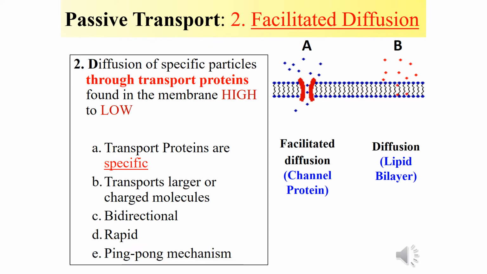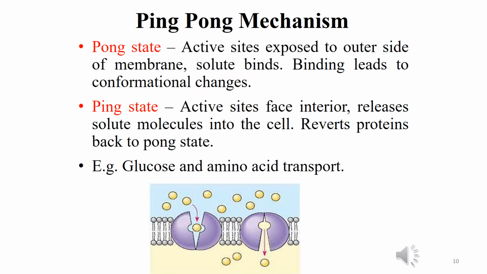The mechanism is the ping pong mechanism. Now in the next slide we'll see what is the ping pong mechanism. So the ping pong mechanism includes the pong state, that is the active sites exposed to outer side of the membrane where the solute binds. Binding leads to change in the conformation of the protein, and in the ping state the active site faces the interior. It releases the solute molecules into the cell and reverts the protein back to the pong state. And the examples of this are glucose and amino acid transport.